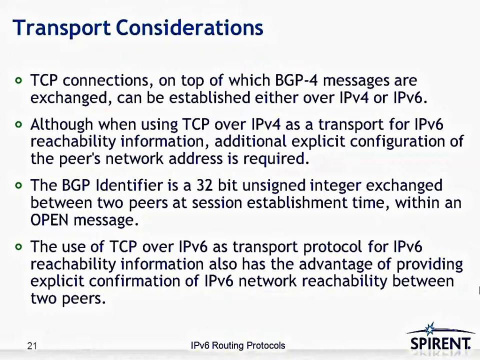The BGP identifier is actually a 32-bit unsigned integer exchanged between two peers at the session establishment time within an open message. And finally, the use of TCP over IPv6 as a transport protocol for IPv6 reachability information also has the advantage of providing explicit confirmation of IPv6 network reachability between two peers.